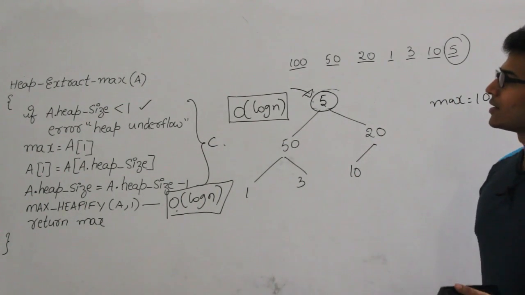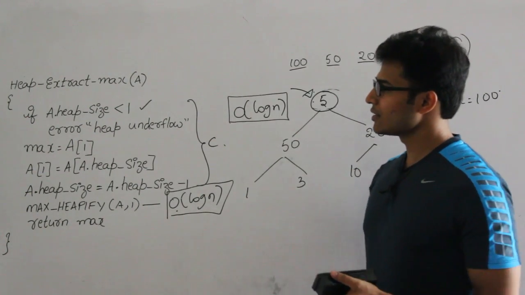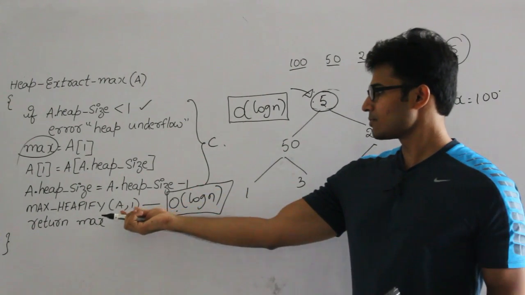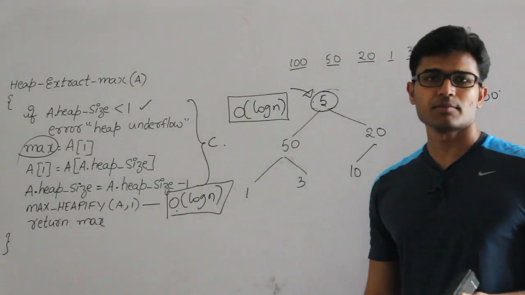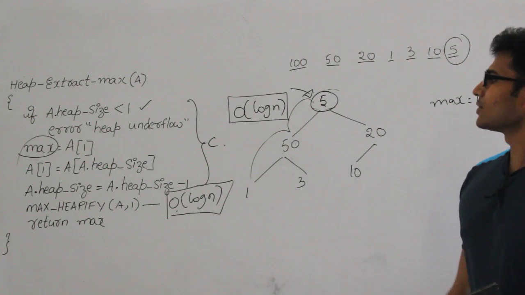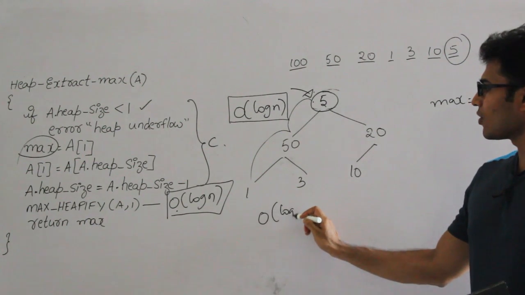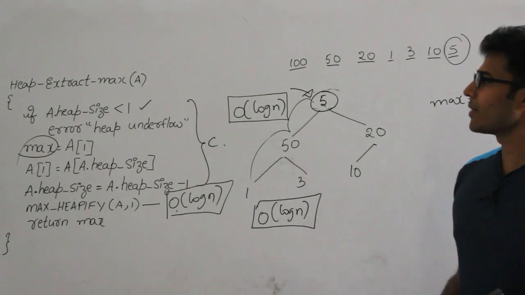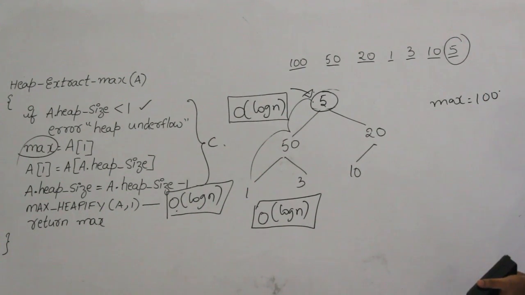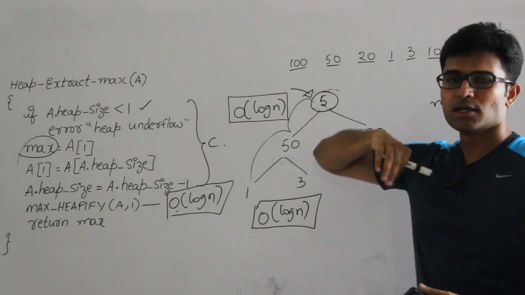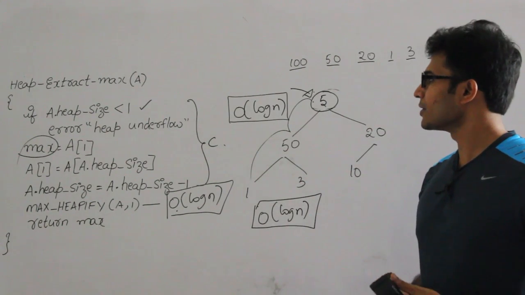And what is the space taken by this? We are not using any extra space other than the variable max, right? So constant, plus whatever space is taken by max heapify. What is the space taken by max heapify recursion? We have already seen that max heapify might call itself log n times. Therefore space complexity is also order of log n. So time complexity and space complexity are both order of log n for extract max. Okay, so this is how we could extract the maximum from the max heap. And the same thing could be done for extract min from the min heap, right? With minor modifications you could implement it.